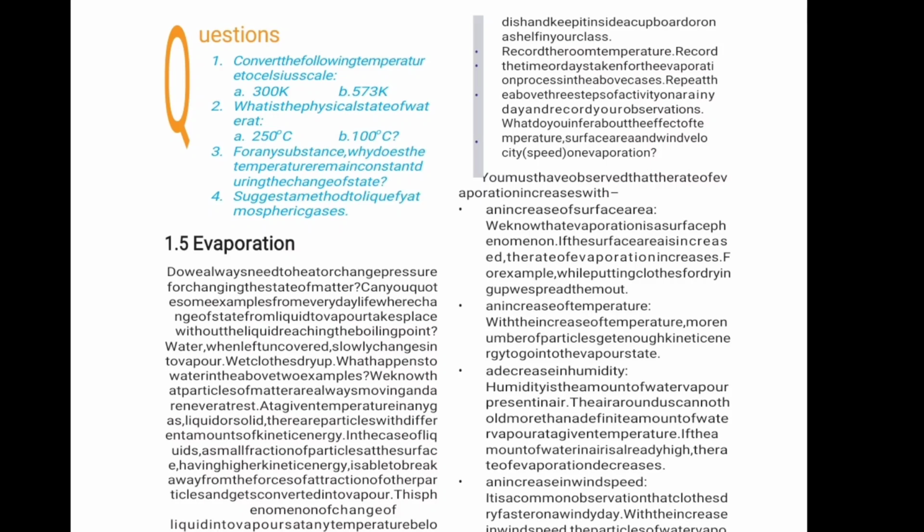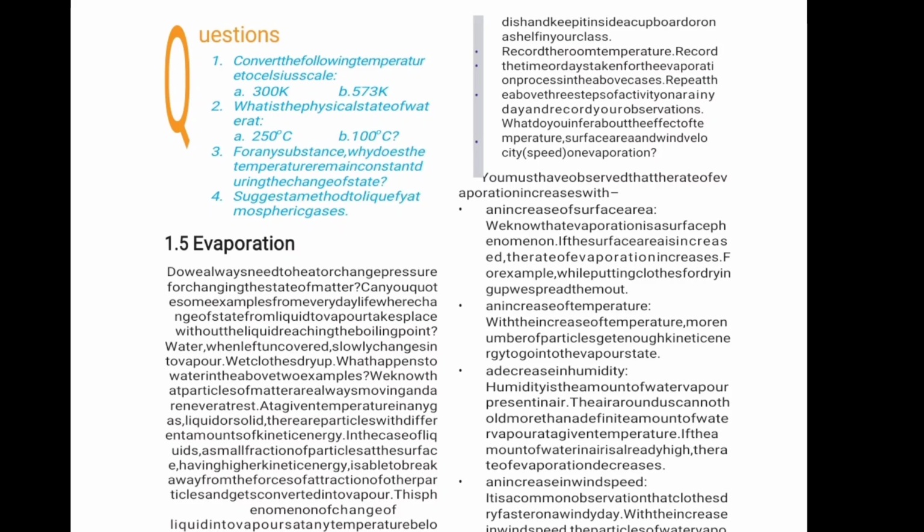Record the time or days taken for the evaporation process in the above cases. Repeat the above 3 steps of activity on a rainy day and record your observations. What do you infer about the effect of temperature, surface area and wind speed on evaporation? You must have observed that the rate of evaporation increases with an increase of surface area. We know that evaporation is a surface phenomenon. If the surface area is increased, the rate of evaporation increases. For example, while putting clothes for drying up, we spread them out.